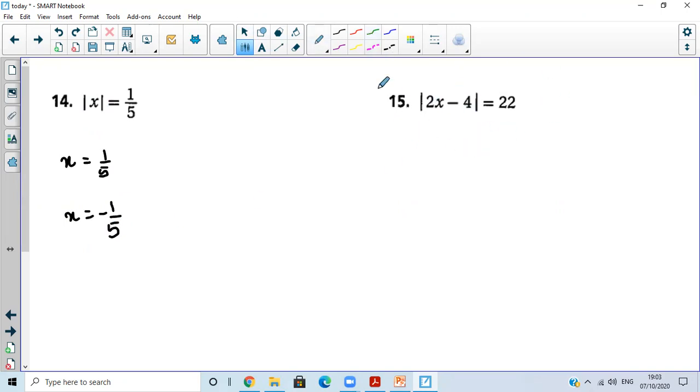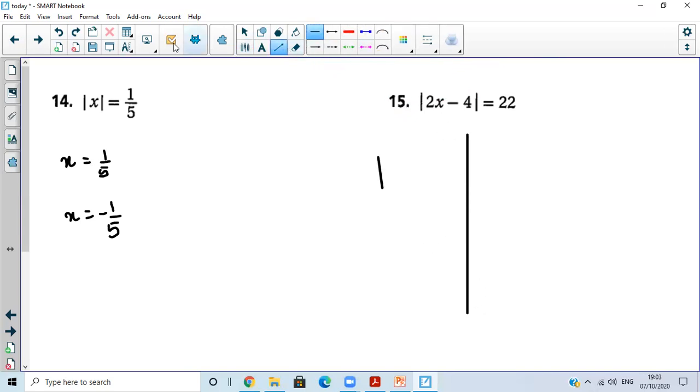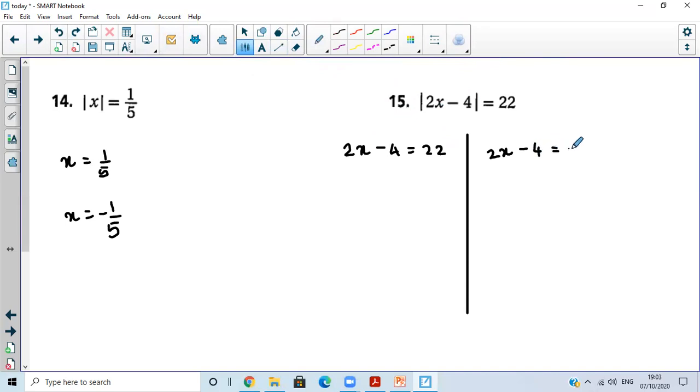Now, do we have any number to get rid of before we find the absolute value? There are no numbers. So what are you going to do? You have to just give the two possibilities. So let's give the two possibilities. That's going to be 2x minus 4 equals 22, or 2x minus 4 equals negative 22. So solve how you would normally solve it.